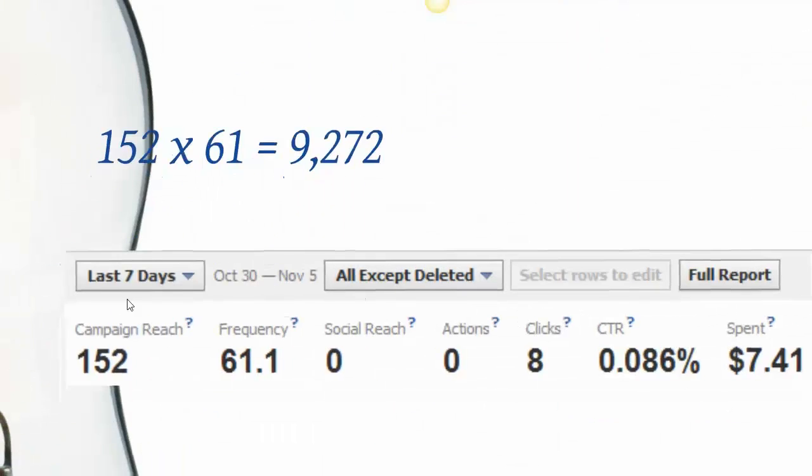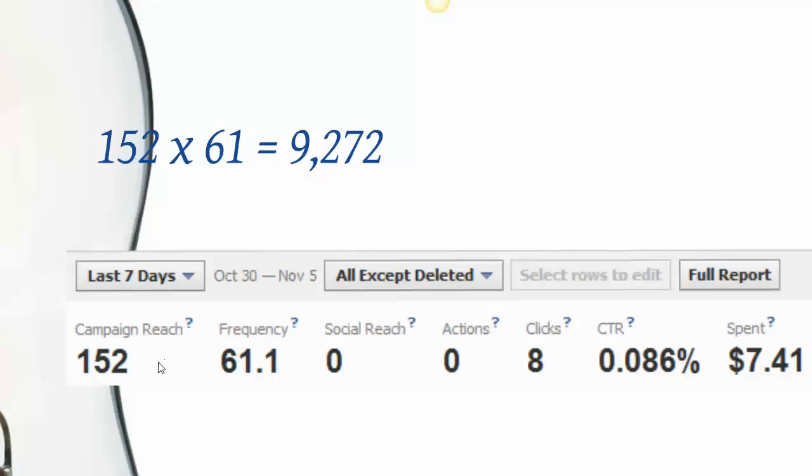Now, in a 7-day period, we targeted only the 152 people, friends and family. They saw that ad 61 times each. So that's 9,000 reminders of who he is and what he does. And in the 7-day period, it only cost $7.41. So it cost $7.41 to get 9,000 impressions only to his friends and family.